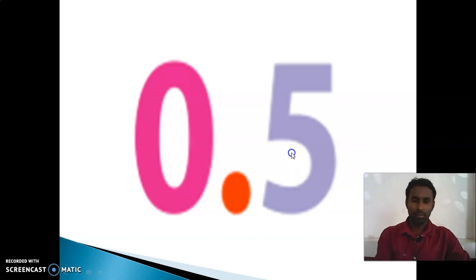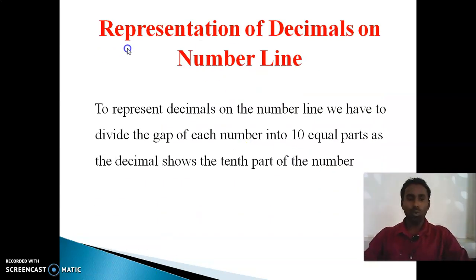So how do we represent decimals on the number line, sir? Before, we saw how to represent a fraction on the number line. Generally we note the denominator, and based on the denominator we split it into equal parts and then represent the fraction on the number line. Likewise, how do we denote a decimal number on the number line? To represent a decimal on the number line, we have to divide the gap between numbers into 10 equal parts. The decimal is the tenth part of the number. So we split it into 10 equal parts and mark the given number. If we do one example, you can understand better.